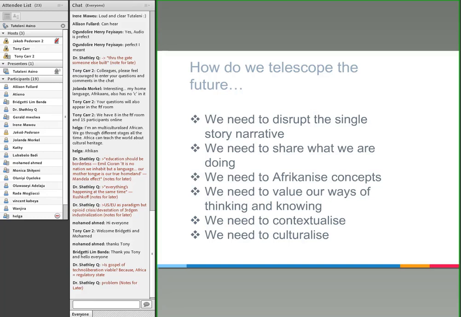I think we need to value our ways of knowing and thinking. We need to start contextualizing and culturalizing a lot of the things that we do. So this for me is how I think we need to start reimagining and reconceptualizing. And I'm hoping that once I'm done with this, everybody can also share their version of how that looks like.